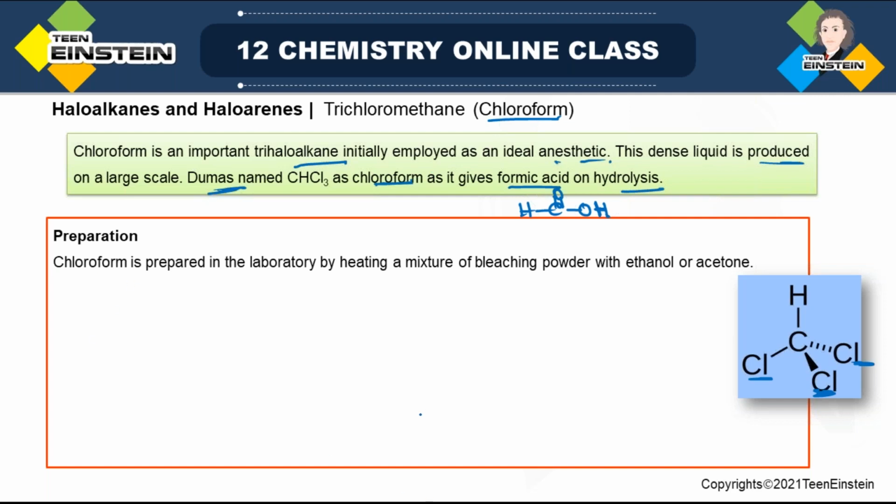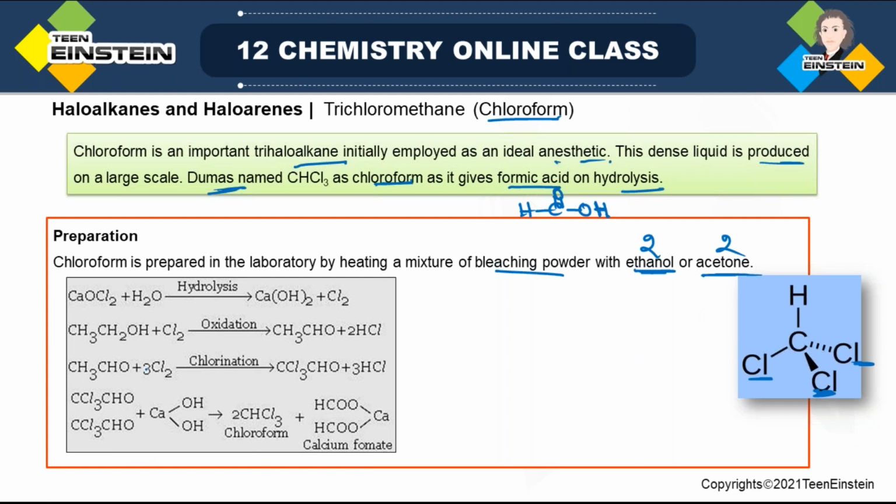Preparation method, how you can make it. Chloroform is prepared in the laboratory by heating a mixture of bleaching powder with either ethanol or acetone. The first method that we are going to see is how you can get it by using bleaching powder and ethanol, and the second method will be bleaching powder and acetone. Basically, ethanol is a 2-carbon compound. Acetone is a 3-carbon compound, but here 1 carbon will not be required. So we need 2 carbon.